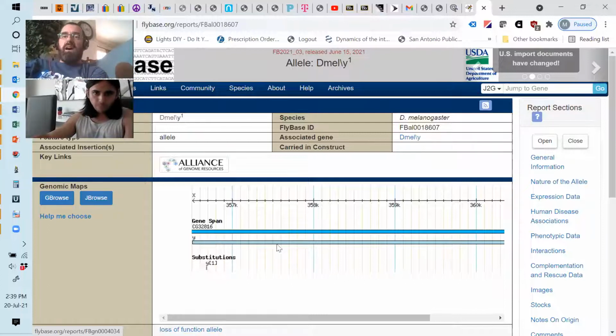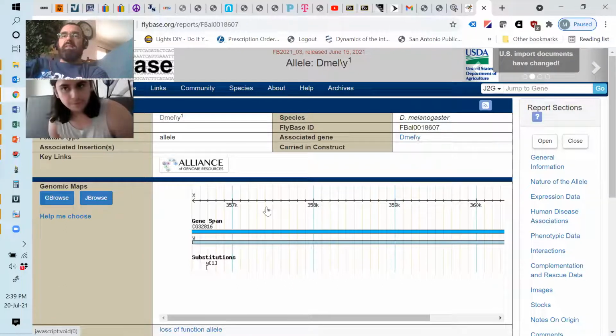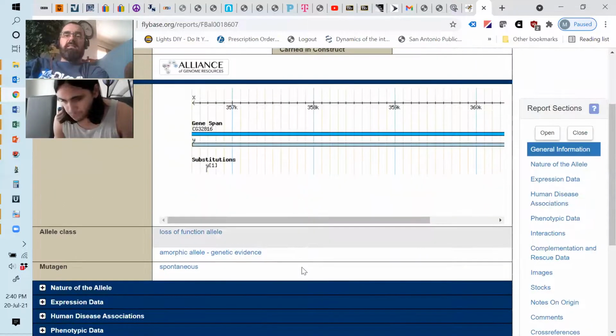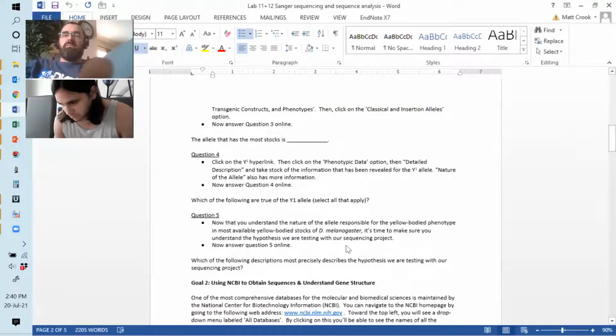Right, so this is our map. So here's the X chromosome. This is our particular gene, Y. And this tells you, oh, hang on. The mutation that we're interested in, this allele, is down this end. It's at the beginning of the gene. So whereabouts, what exactly is this? Right, so this is what it looks like. Now we need to go to the nature of the allele.